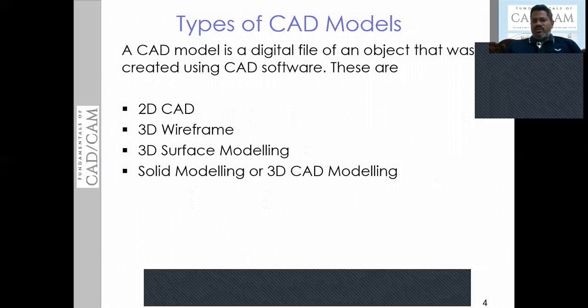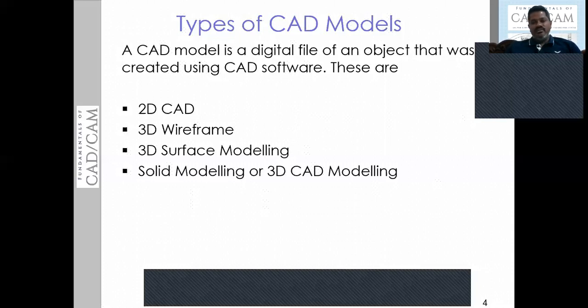So a CAD model is basically a digital file of a real-time object created by CAD software. The moment you create a CAD model using CAD software, it can be converted into a digital file, which consists of all the data related to that CAD model. That means a digital file or CAD file is going to carry all the information related to the model.